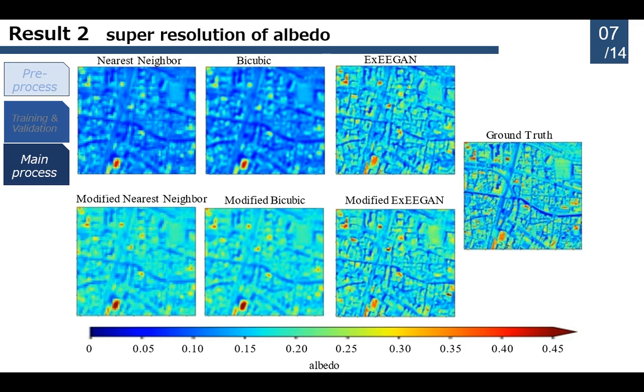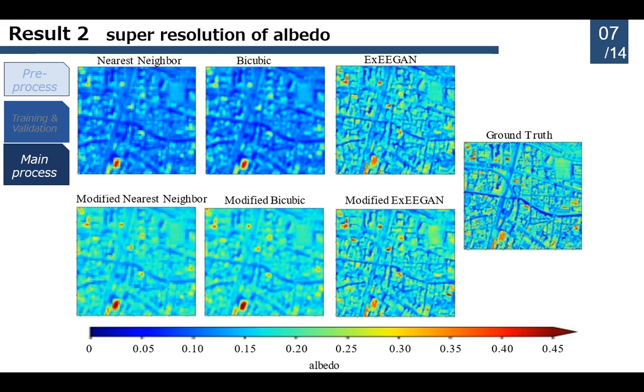Here, I show you a sample of the super resolution image with our model XE as well as the conventional two interpolation methods, nearest neighbor and bicubic, shown as your benchmark. Top three panels show without solar altitude correction, and bottom three with solar altitude correction. Here the prefix modified indicates the one with solar altitude correction.